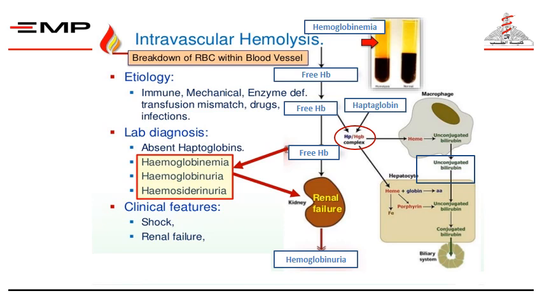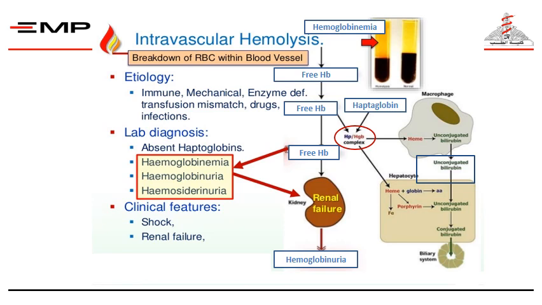And what's the end result? When red cells are destroyed in the circulation, there is a release of free hemoglobin. Free hemoglobin in the circulation is called hemoglobinemia.